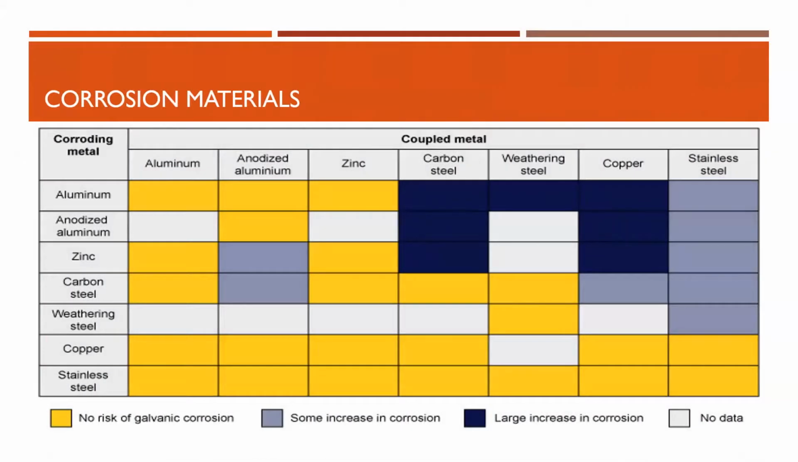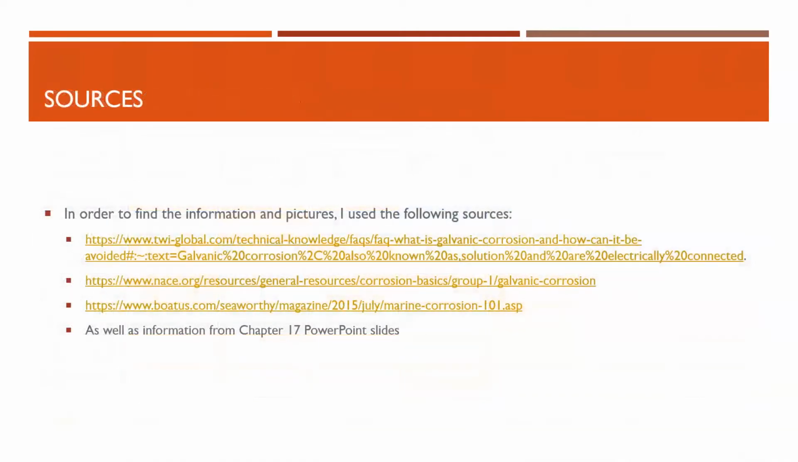And here is a chart that lists the types of metals that have risks of galvanic corrosion. And it shows which have the highest risk of corroding and which have no risk. In order to make this video, I researched information from different sources, which I have listed here.